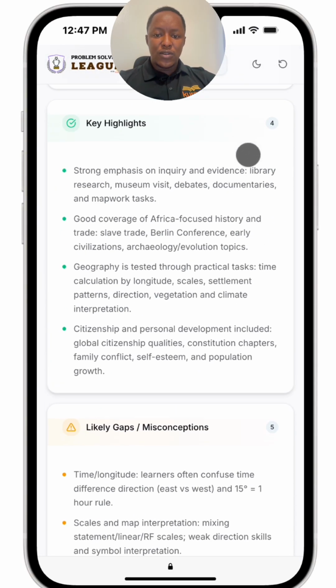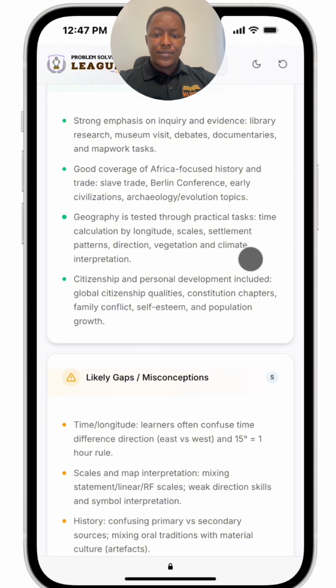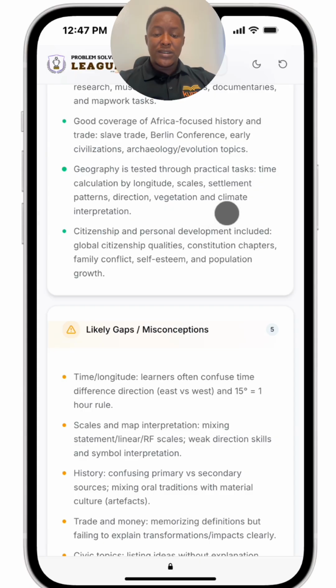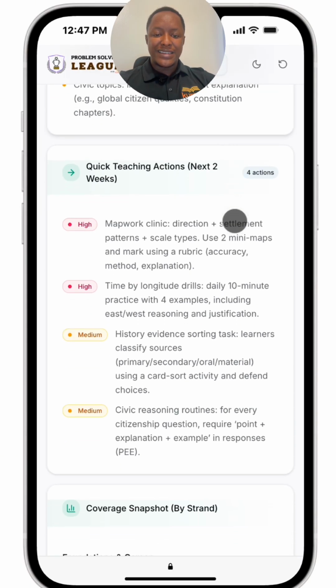Also, please note that they would need good coverage of Africa-focused history: the slave trade, the Berlin Conference, early civilization. Other things like settlements, settlement patterns in a map, vegetation, climate. I think this is something they have been learning down the grades, but they need to understand it very well. Personal development, global citizenship qualities, constitution chapters, family conflict, and self-esteem.